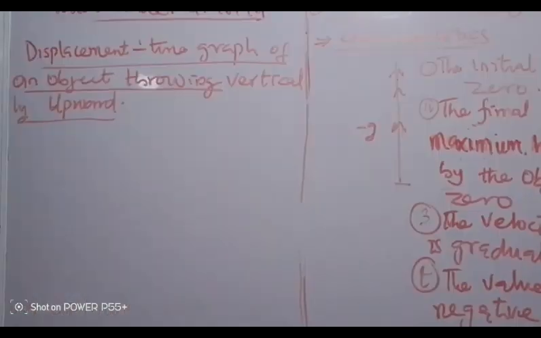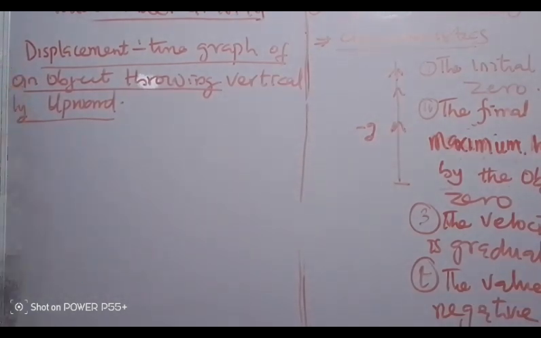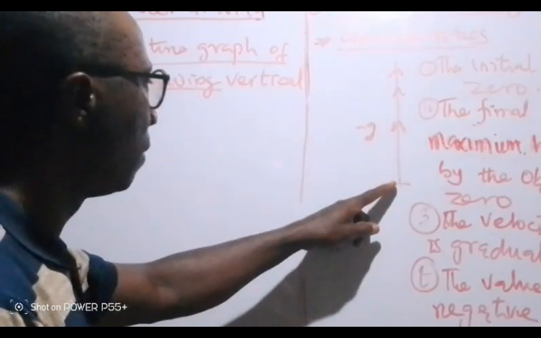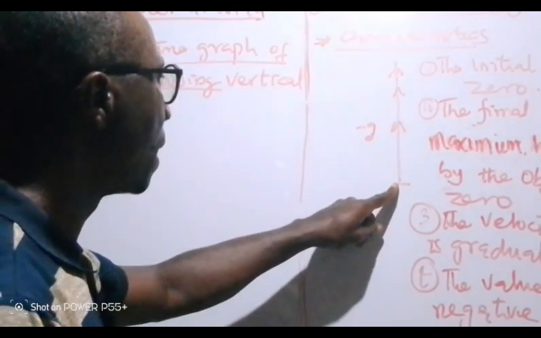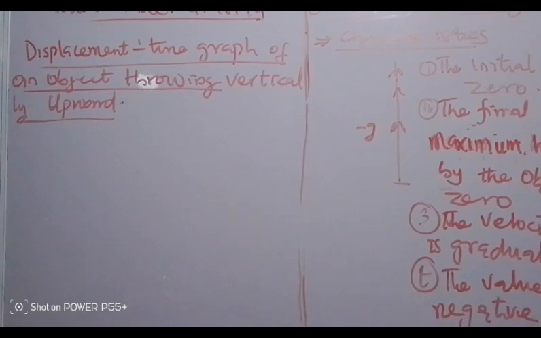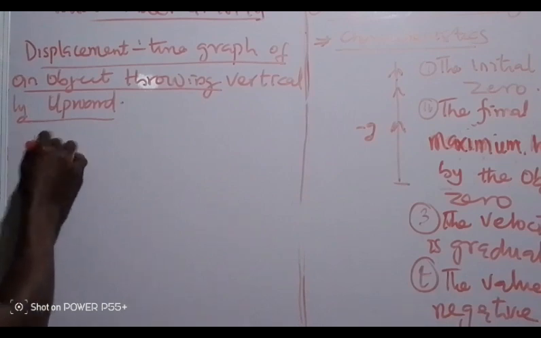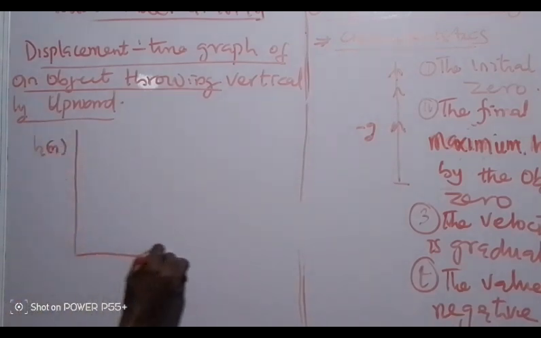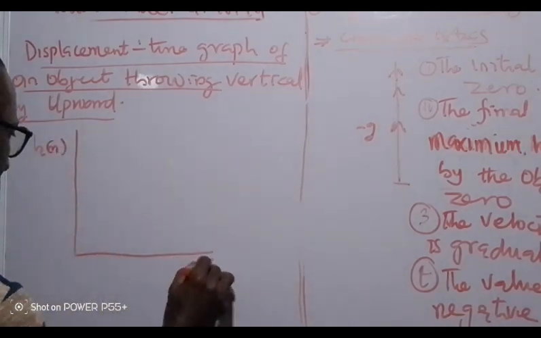Now, the next thing we are going to look at under object moving up is the displacement time graph. When you say displacement time graph and the object moves from the ground level, moving up, that is the height against time. So you have height in meters, that is the height reached by the object, against time in seconds.